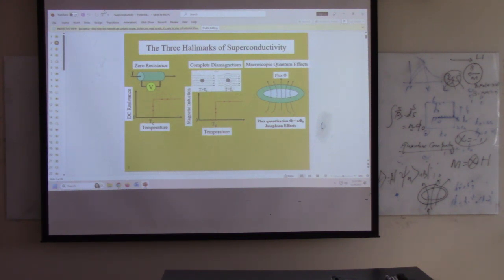So then at this point what happens? M becomes, but this is really small, so that means it's almost 0. This is how M looks, and this is how B looks. Inside, below Tc, your B is 0, right? M is minus H.